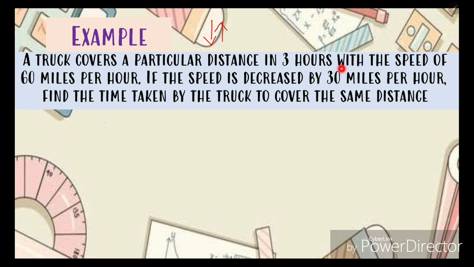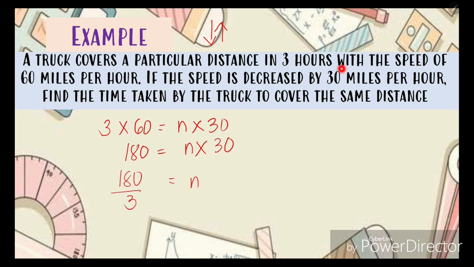So, how are we going to solve it? Ganun ulit. So, 3 hours times 60 miles is equal to n, kasi hindi pa natin alam yung time, times 30. So, 3 times 60, we have 180 is equal to n times 30. So, for us to solve n, we're going to divide 180 by 30. So, 180 divided by 30, we have 6. So, n is equal to 6. So, ibig sabihin, kapag nag-decrease siya ng 30 miles per hour, ang time na i-cover ng truck is 6 hours.